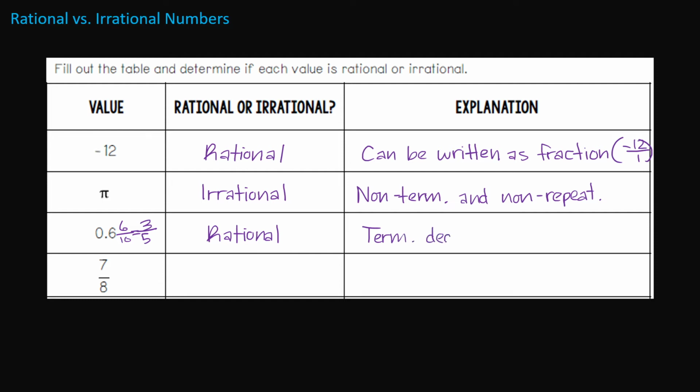Terminating decimal. And the last one I'm going to practice with you is 7/8. This one's a little obvious. This is already written as a fraction, so we can call it rational. 7/8 can also be written as a decimal. So 7/8 obviously can be written as a fraction.